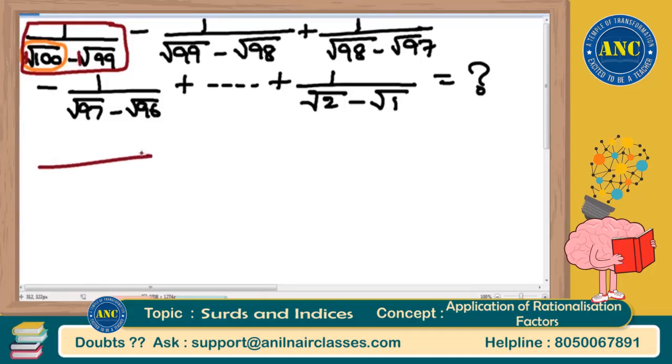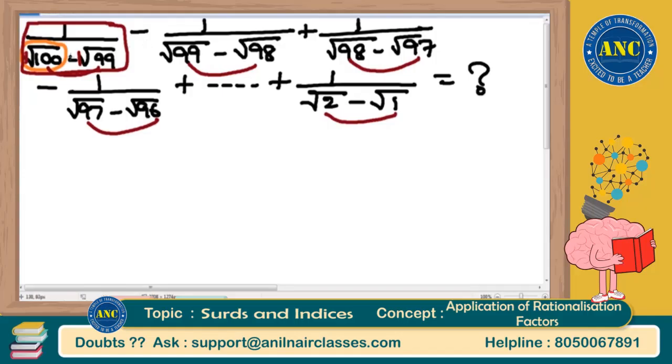That means directly I can write the denominator as 100 minus 99, 1; 99 minus 98, 1; 98 minus 97, 1; 97 minus 96, 1; 2 minus 1 is also 1. That means everywhere my denominator will definitely be 1. So I need not actually worry about my denominator. What should be the numerator?